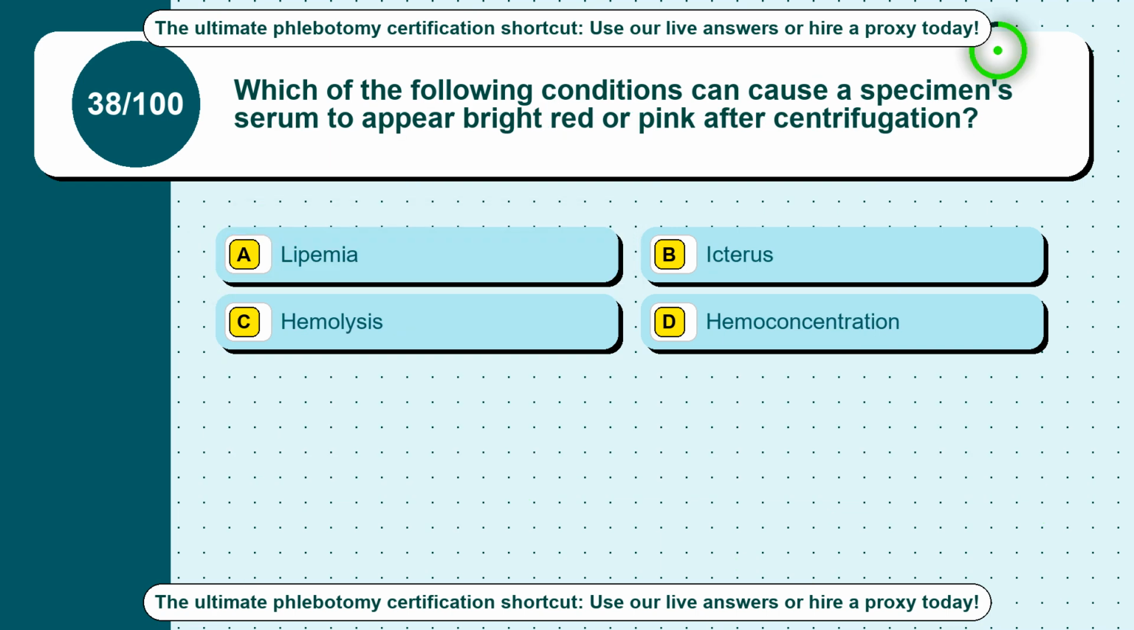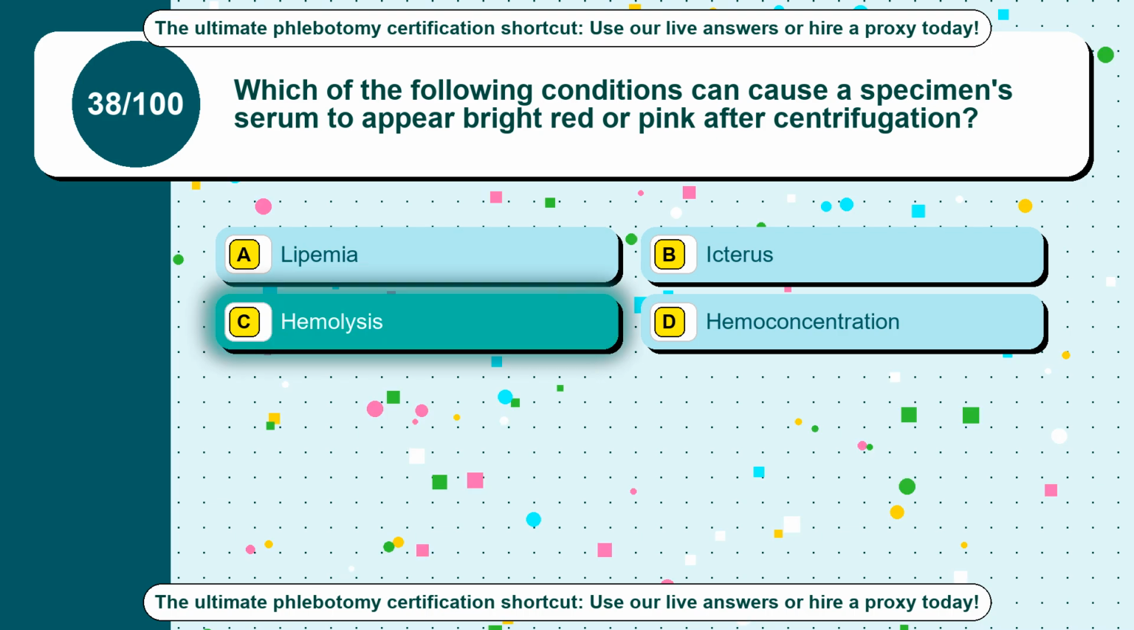Question 38. Which of the following conditions can cause a specimen's serum to appear bright red or pink after centrifugation? Option A, lipemia. Option B, icterus. Option C, hemolysis. Option D, hemoconcentration. The correct answer is option C, hemolysis.